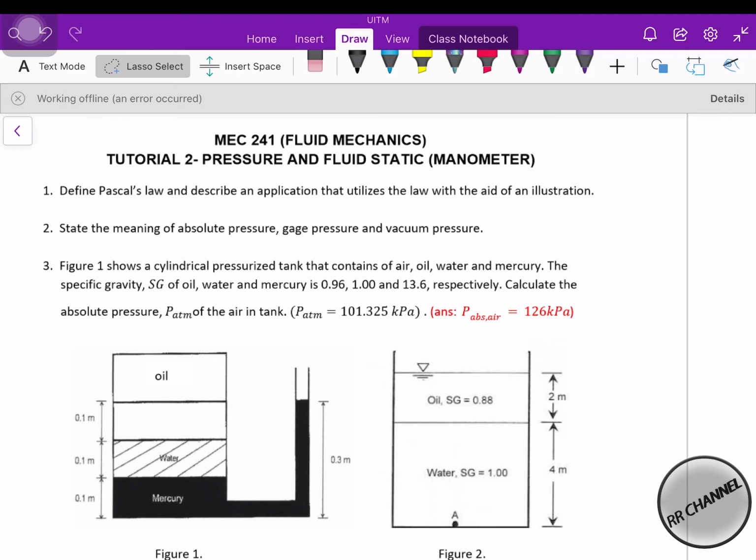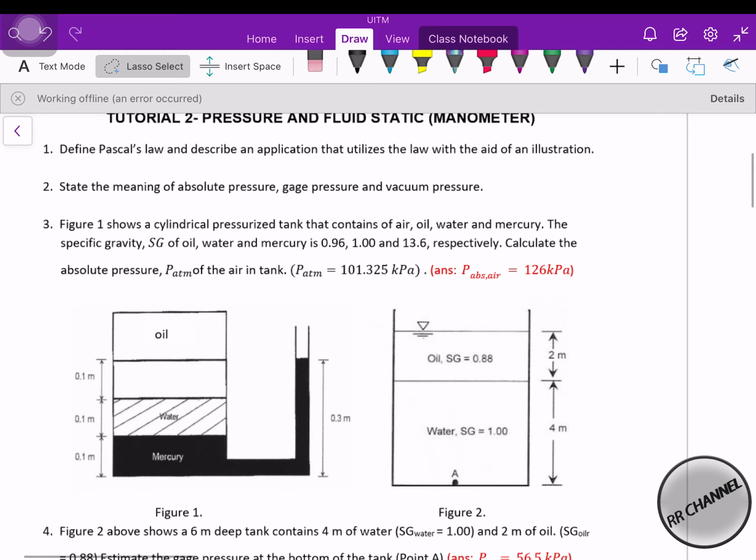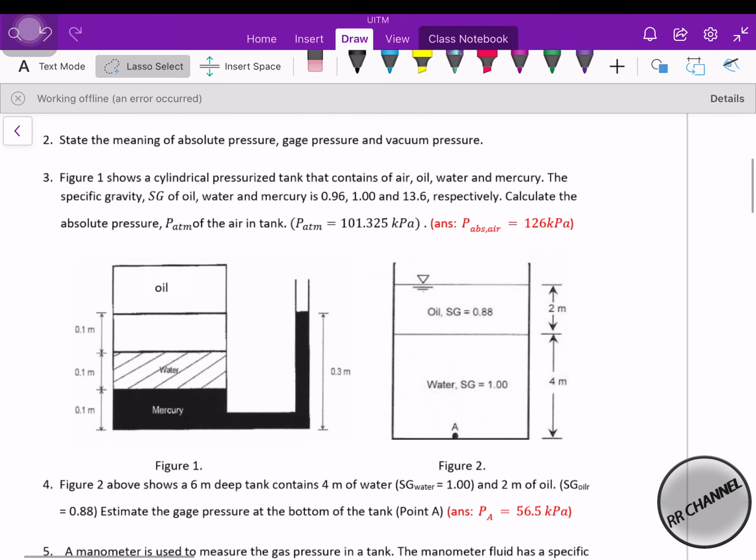For this question you can refer to the textbook. Also for the second question, state the meaning of absolute pressure, gauge pressure, and also vacuum pressure. You can refer also to the textbook.